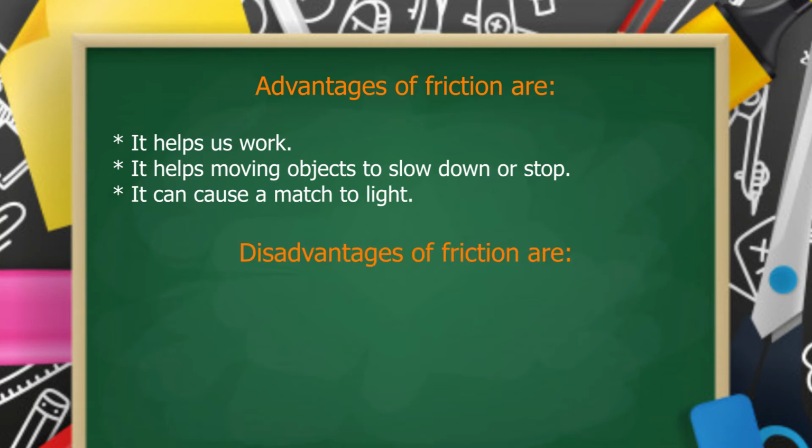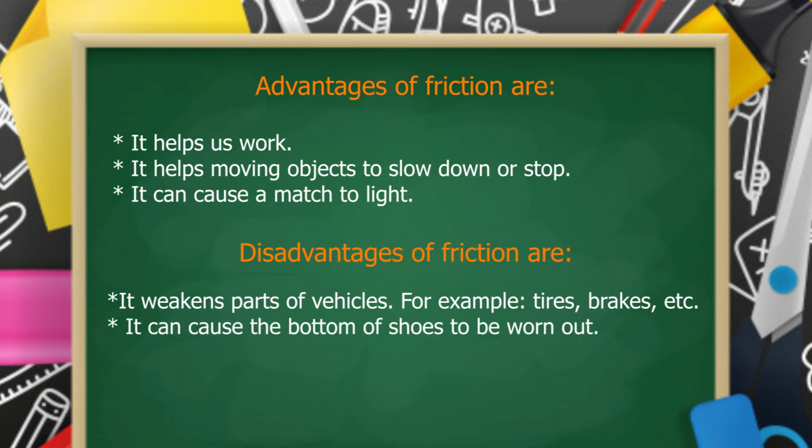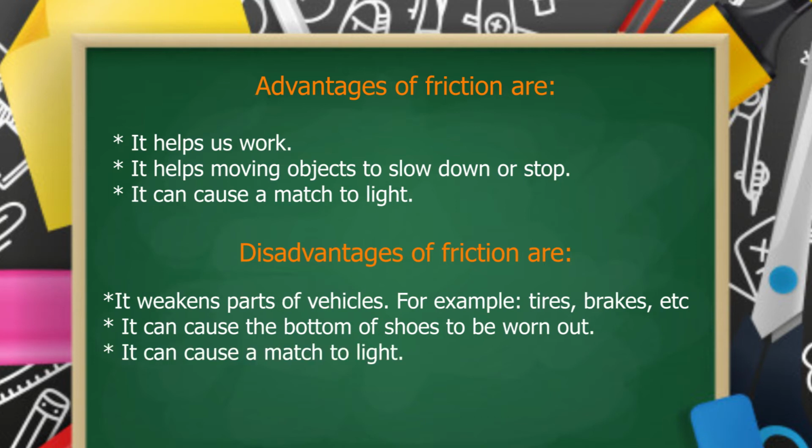Some disadvantages, or we say negative or bad things of friction are: it weakens parts of the vehicles, for example, the tires, the brakes, etc. It can cause the bottom of shoes to be worn out. Those are some negative or bad things of friction.